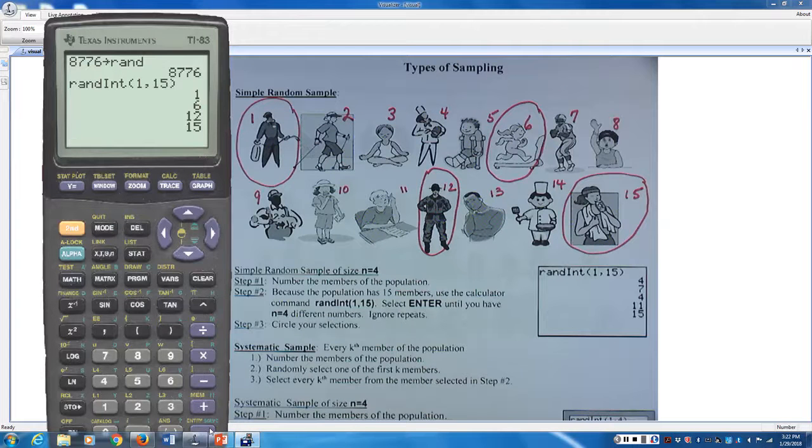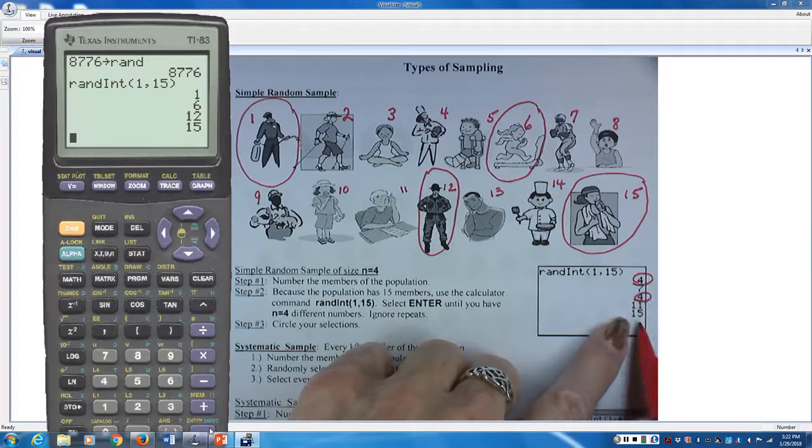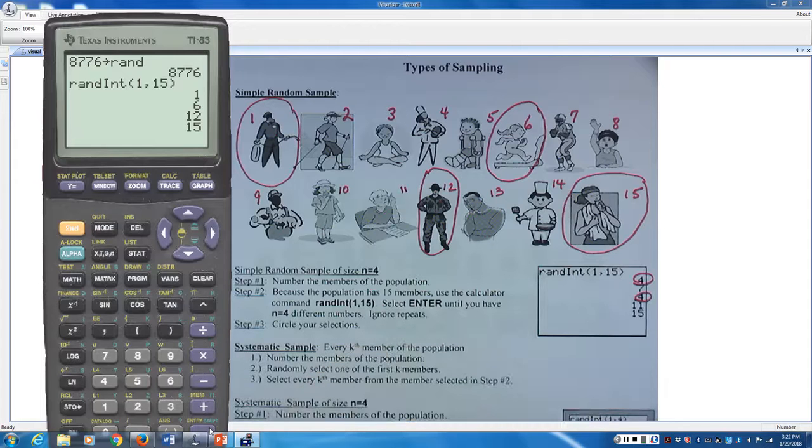What happens if it gives you 2 of them? It's the same one, there's a repeat. That actually happened on the example here that's on the handout. This person that was doing this chose person number 4, then number 7, and then chose 4 again. So notice what they did was they kept hitting enter until they got 4 different people to circle. So you can't count person number 4 twice, because then you don't have 4 different people. Okay?